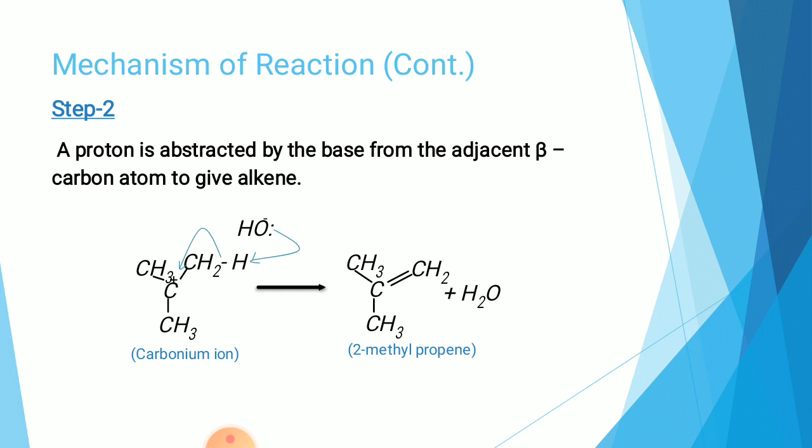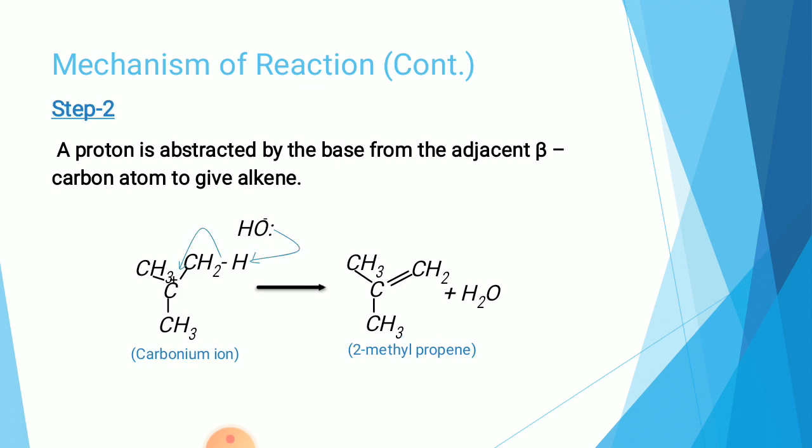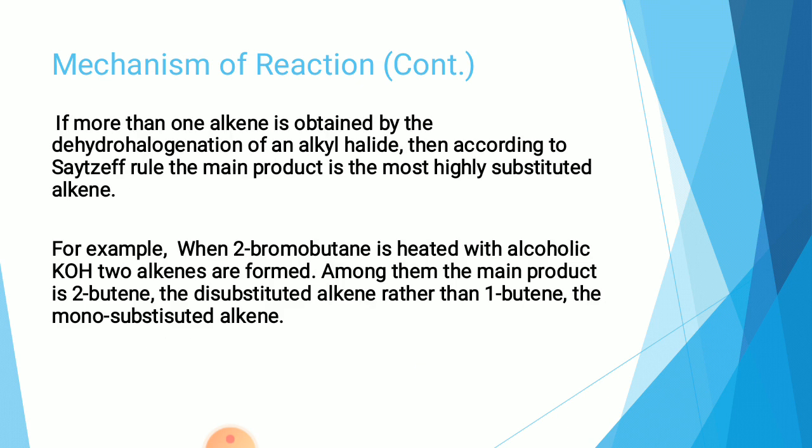In the first step there will be formation of the carbonium ion with the removal of the halogen atom, and subsequently in the second step, the proton is abstracted by the base from the adjacent beta carbon atom to give the alkene. So the carbonium ion becomes 2-methyl propene. So this is the mechanism of your elimination reaction, E1 reaction and E2 reaction.